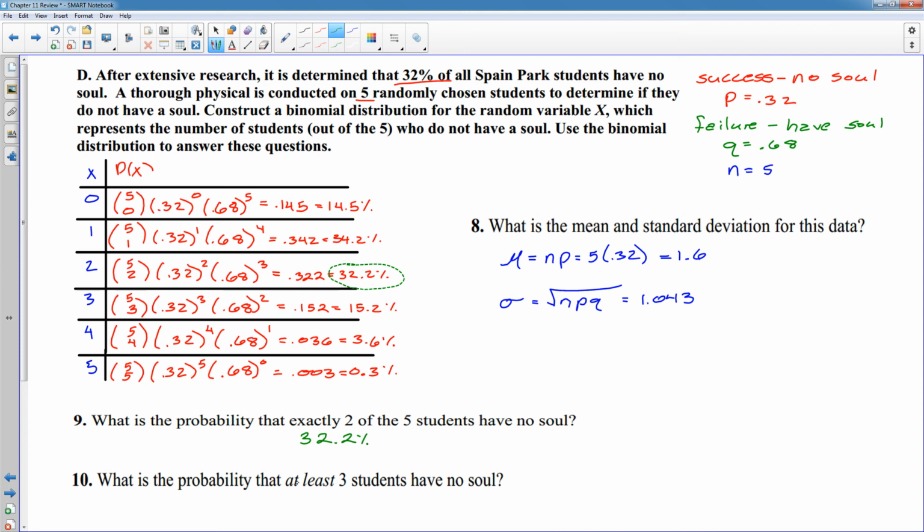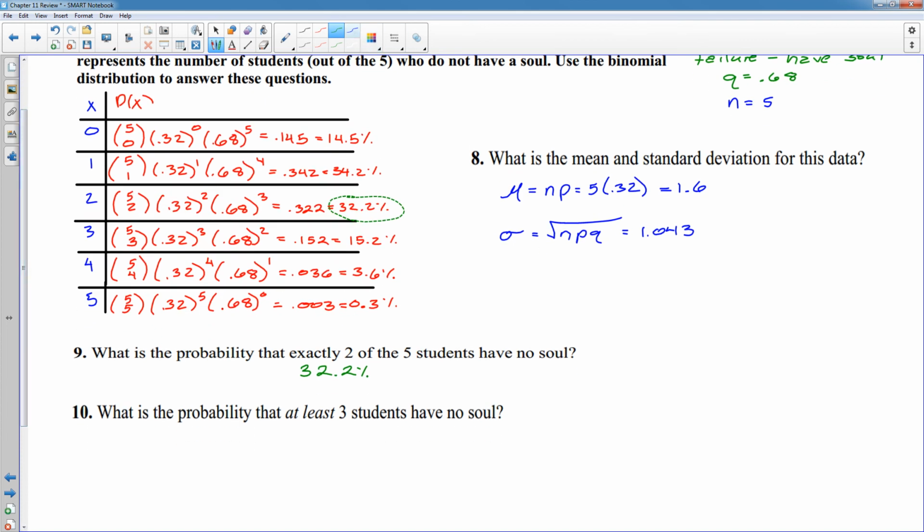The probability that at least 3. Now this one's a little bit more difficult, because this one I'm looking for the probability that you have 3, but at least 3, which means 4 or 5 is also an option. So the probability of 3, 4, or 5, what we're going to do is simply add the probabilities for each one of those 3. So 15.2 plus 3.6 plus 0.3.